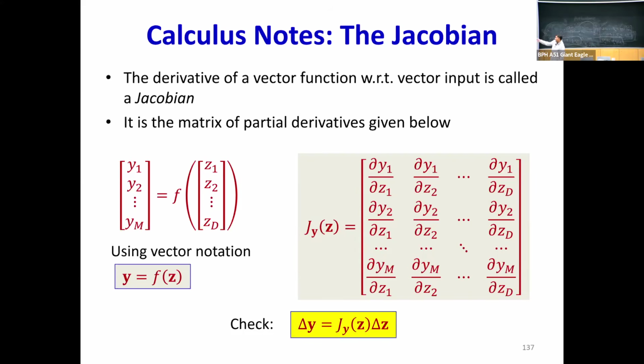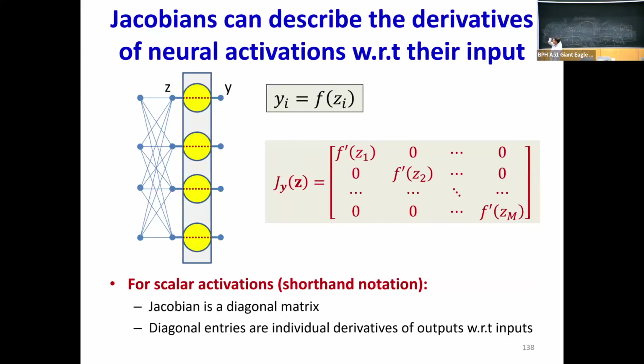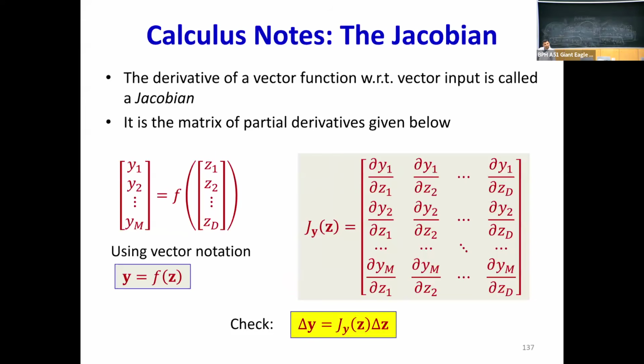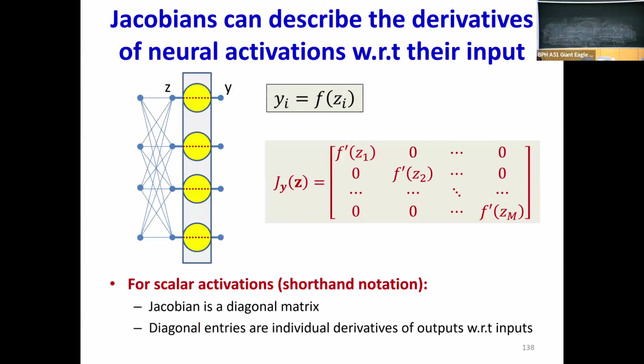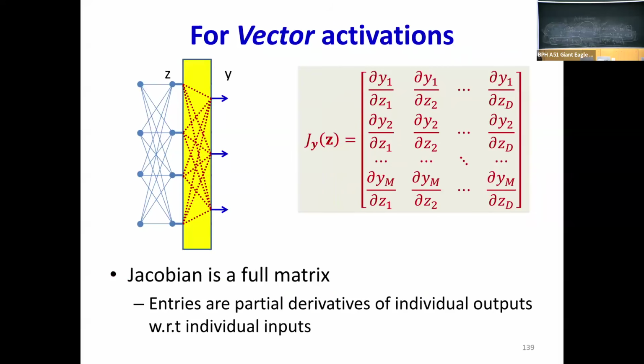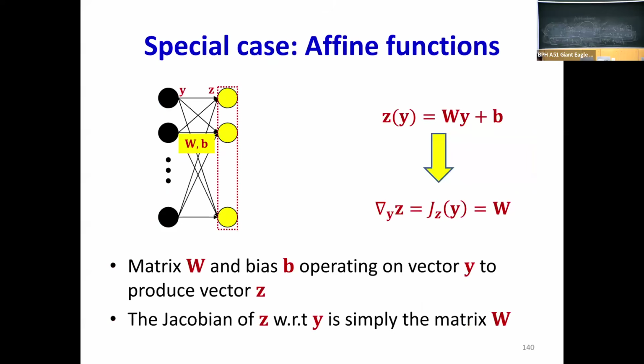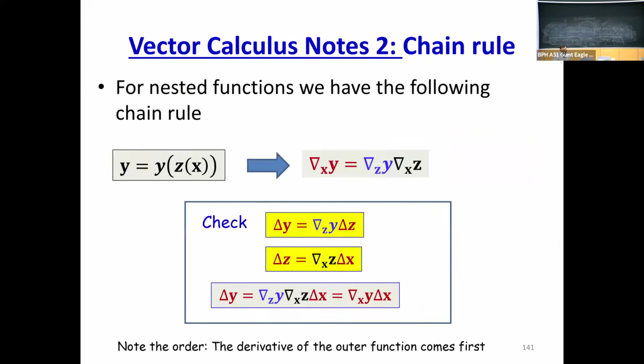But now I have a whole bunch of slides talking about all of this, but I'm not going to go over the slides. I think you get the idea. Except for the case of activation functions, if I have scalar activation functions, the Jacobians are going to be a diagonal matrix. If it's a full vector activation function, you're going to get a full Jacobian matrix, right? And for the affine function, the Jacobian is simply the weight matrix, right?